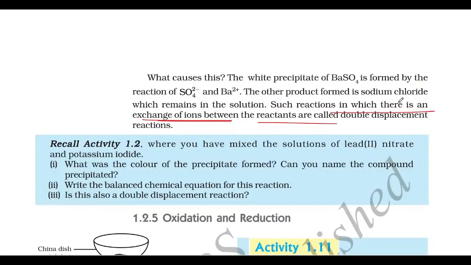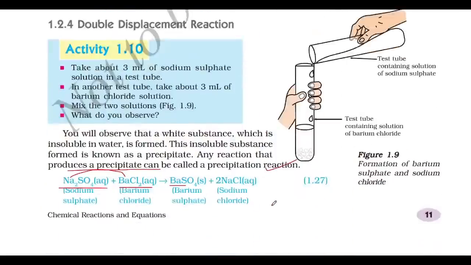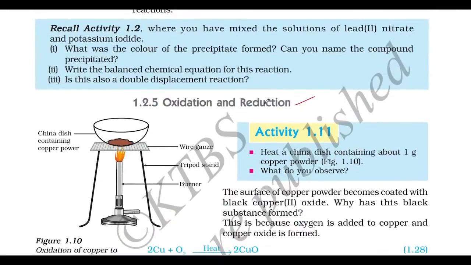What is double displacement? A chemical reaction in which exchange of ions takes place between the reactants is called double displacement reaction. And also decomposition reaction: a reaction in which a single reactant decomposes into two or more products is called what? Decomposition reaction.